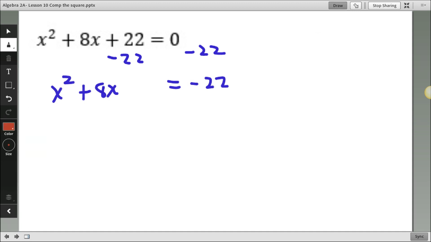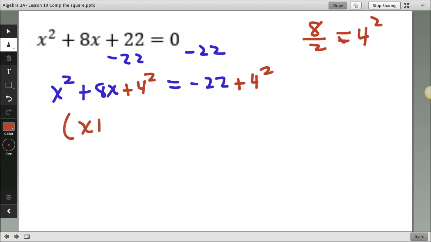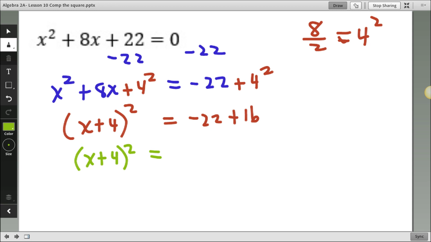Next step is half of b. b is 8. Half of that is 4. And remember, we're going to square that and add it to each side. You'll notice every time I've added it to each side because we're adding a square. All right, on the left, we're going to have x plus 4, quantity squared. And over here, we've got negative 22 plus 16. Looks like we're going to have another complex imaginary solution. So we've got x plus 4 squared equals negative 6.